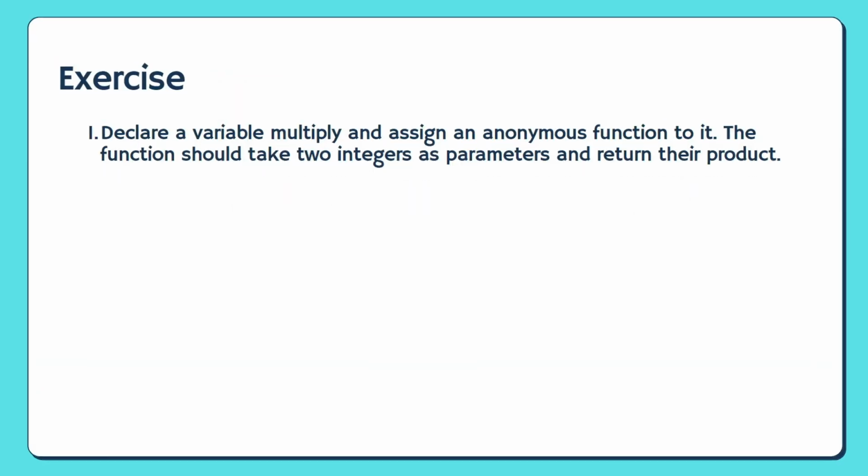Exercise. Declare a variable multiply and assign an anonymous function to it. The function should take two integers as parameters and return their product.